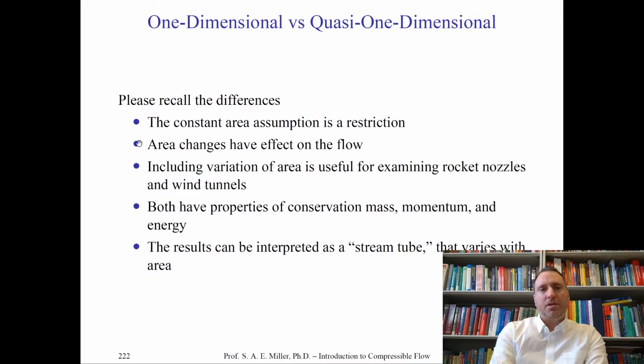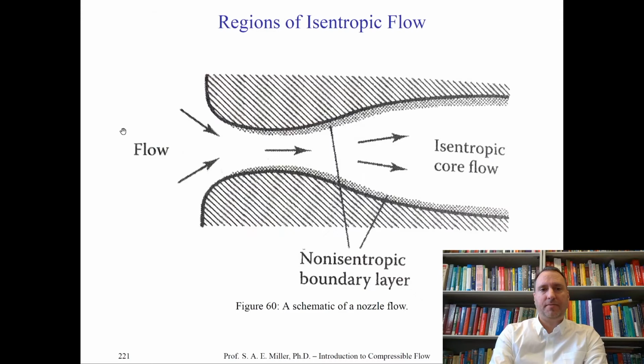So here are some points and takeaways for things to remember. The constant area assumption is a restriction on the flow. It's an assumption that we made previously. Here we're going to relax it. The area changes absolutely have an effect on the flow, as you can see from perhaps figure 60, where you can imagine there's a cross-sectional area at every x location through the center of this particular nozzle.